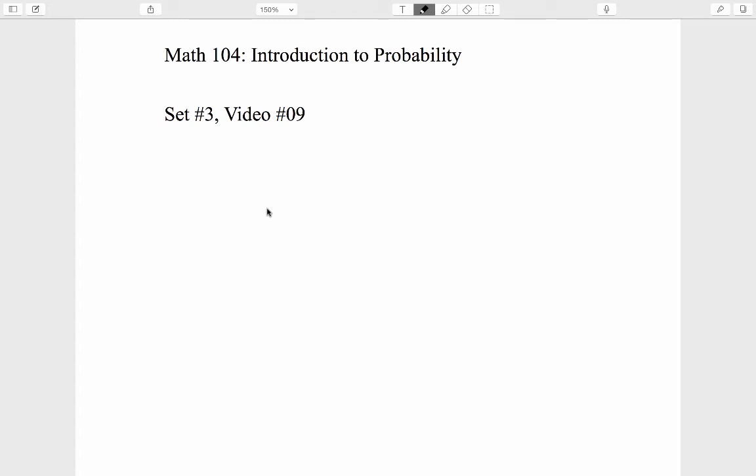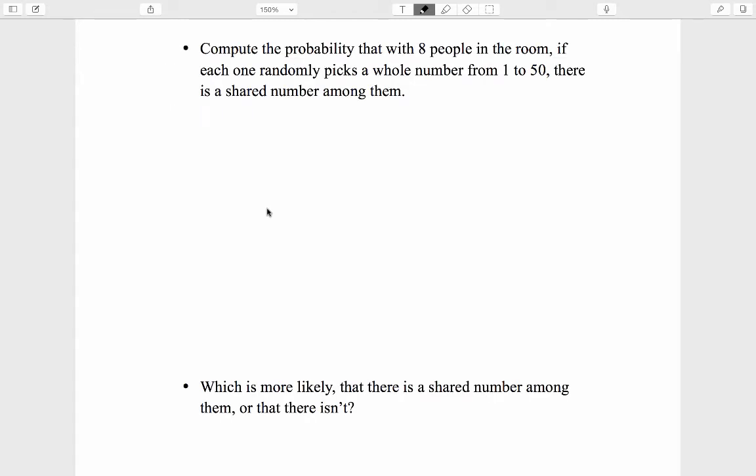Welcome back to Math 104. Compute the probability that with 8 people in the room, if each one randomly picks a whole number from 1 to 50, there is a shared number among them.